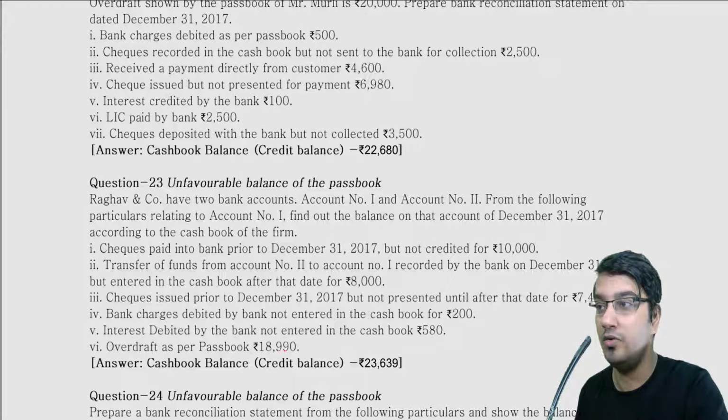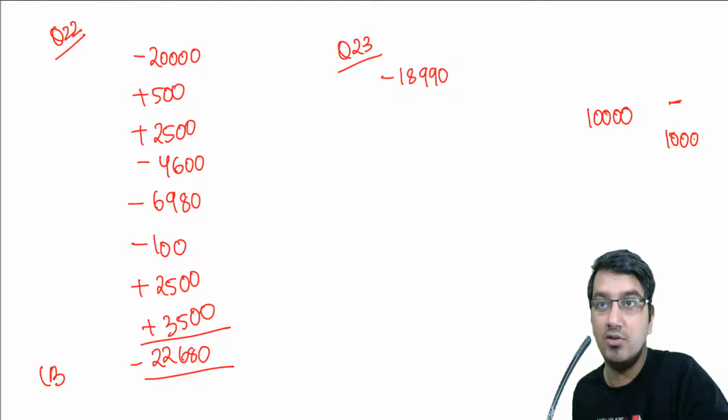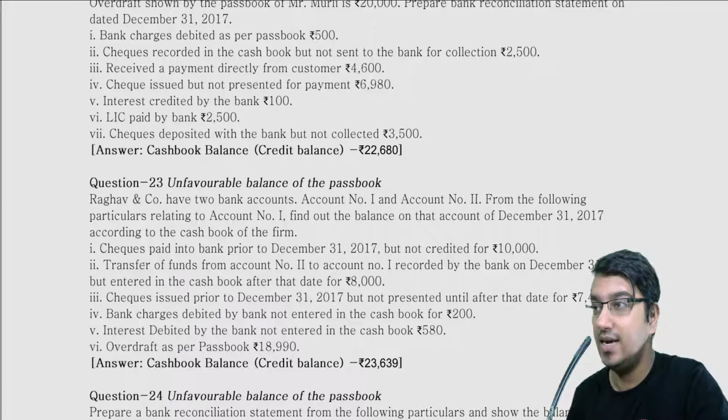We just need to know the overdraft balance, which is negative 18,990. They were saying 10,000 was expected but nothing was entered here, so we'll just add 10,000 here as well. Next they say transfer of funds from account number 2. This is the important line: from which account the transfer is occurring. Okay, so account 2 is transferring 8,000 to account number 1, but the same has not been shown in the cash book.